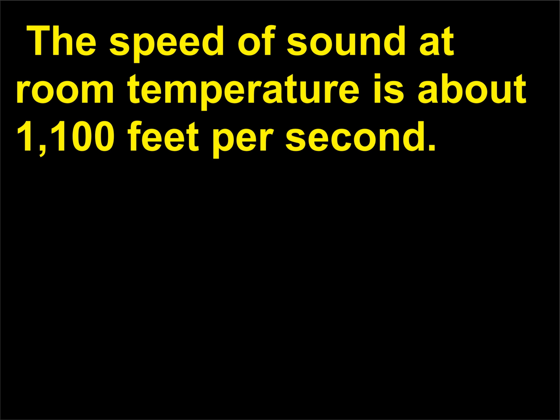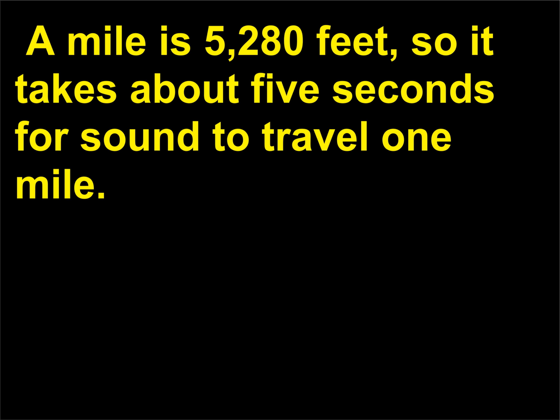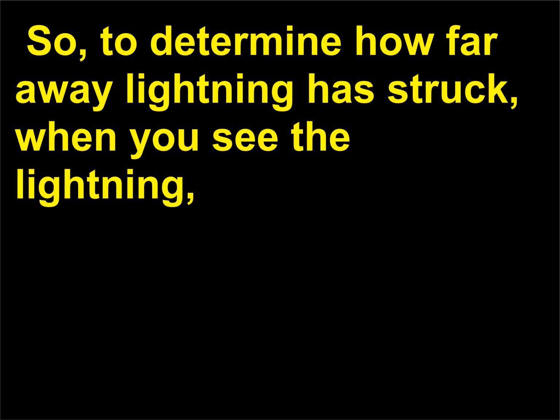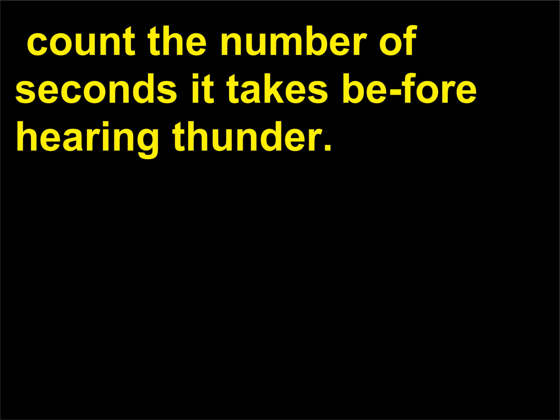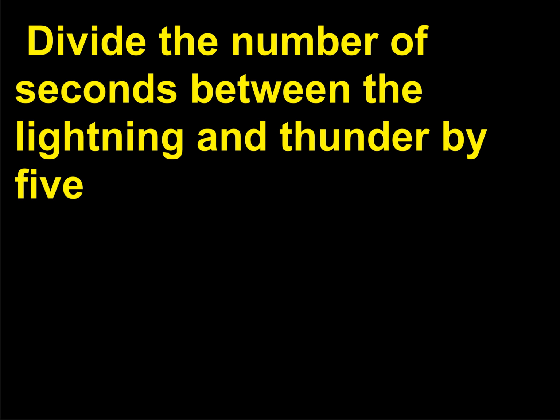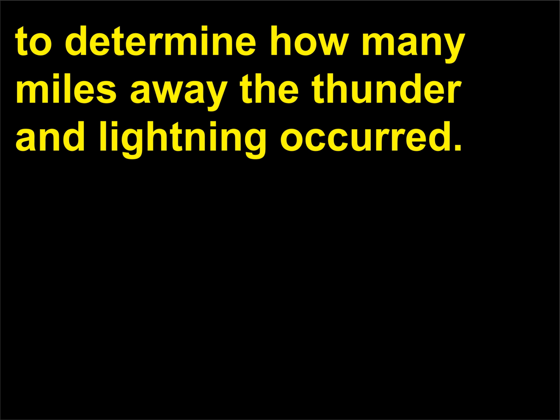The speed of sound at room temperature is about 1,100 feet per second. A mile is 5,280 feet, so it takes about 5 seconds for sound to travel 1 mile. So, to determine how far away lightning has struck, when you see the lightning, count the number of seconds it takes before hearing thunder. Divide the number of seconds between the lightning and thunder by 5 to determine how many miles away the thunder and lightning occurred.